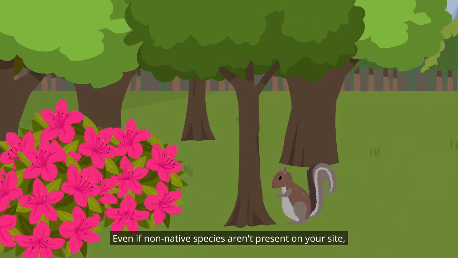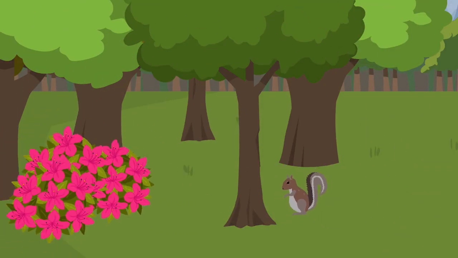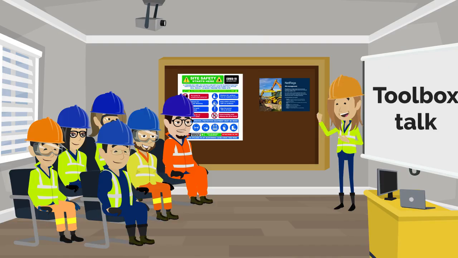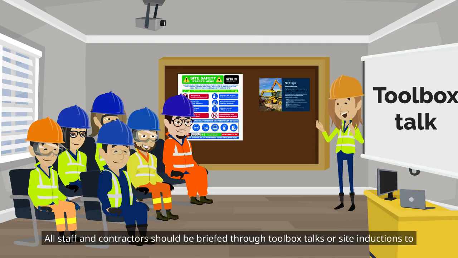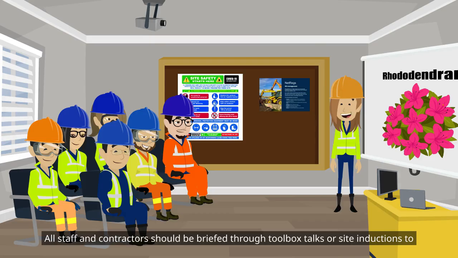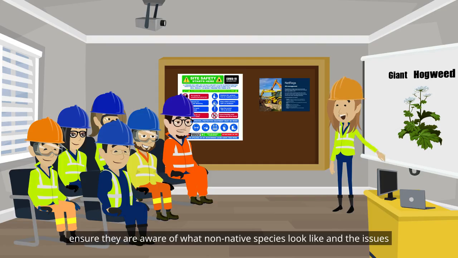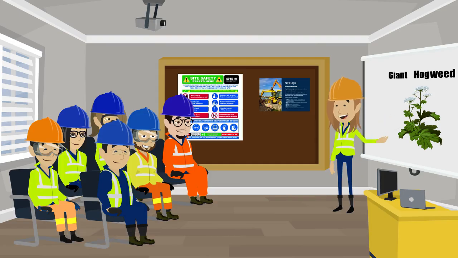Even if non-native species aren't present on your site, you should consider how they may be introduced and identify measures to prevent this. All staff and contractors should be briefed through toolbox talks or site inductions to ensure they are aware of what non-native species look like and the issues associated with them.